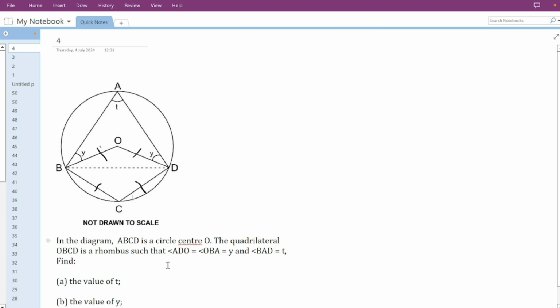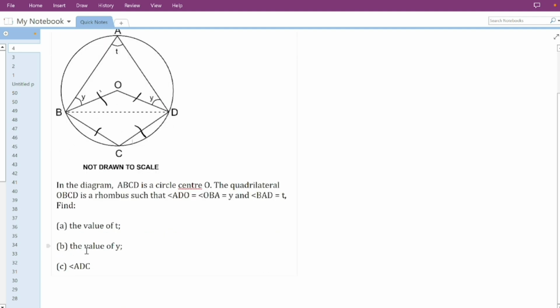It's a rhombus such that angle ADO, that's the angle at D, D to A and to O, equals angle OBA, at B, B to O and to A, both equal Y. You can see they've indicated both of them are Y. And angle BAD, at A, you have BD, is T. This is T. Find the value of T for the first question, then find the value of Y for the second question, then find angle ADC, that's at D. Then find angle AOC, that's this big angle. So let's take it one at a time.